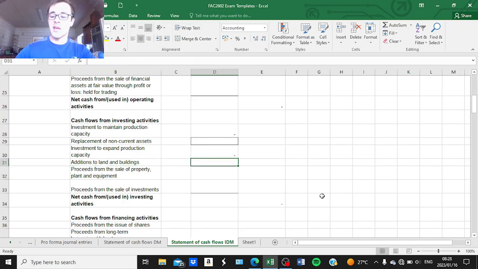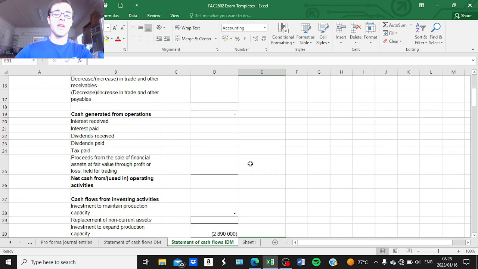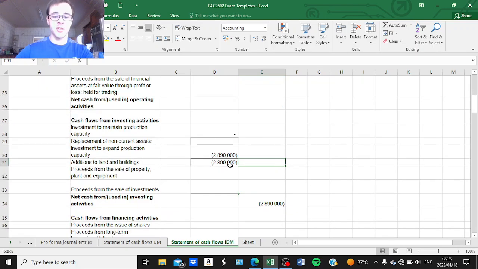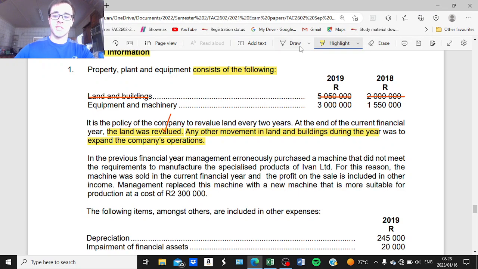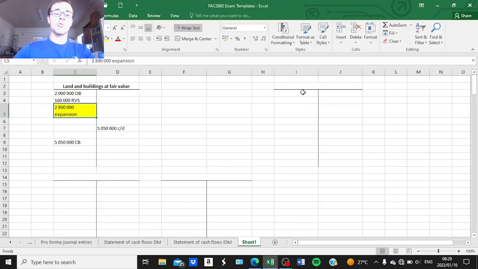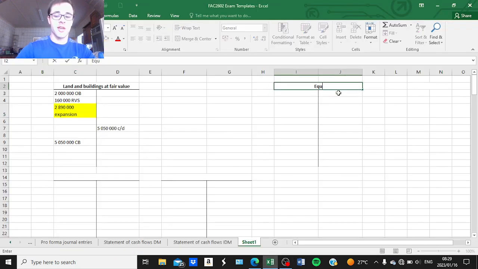And because these have been acquired during the year, we know that there was a cash outflow. So this must be shown as a negative amount in your statement of cash flows in the investing activities section because a cash outflow has occurred when the additional land and buildings were acquired. Okay, 2.89 million rand was spent on acquiring land and buildings, okay, for the purpose of expanding the company's operations. All right, so we are done with land and buildings. We can now move to equipment and machinery, for which we will draw up a separate general ledger account.